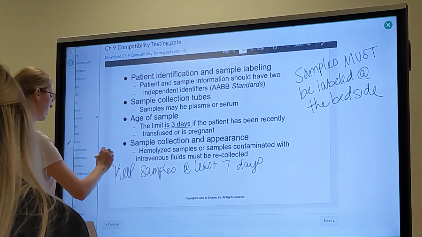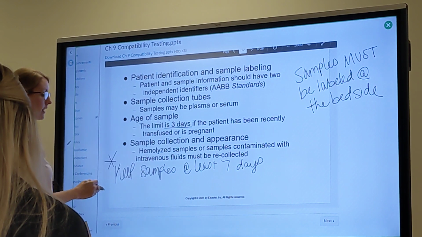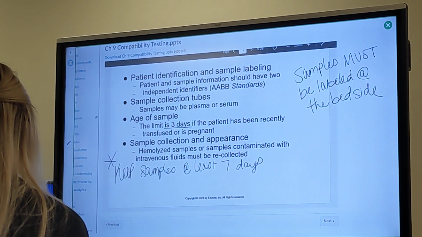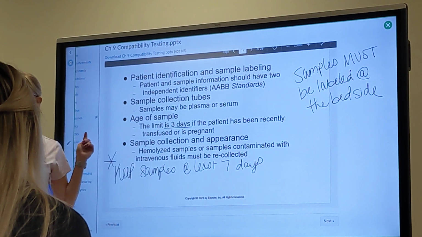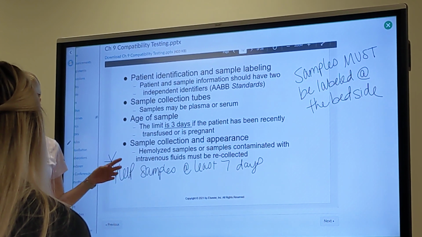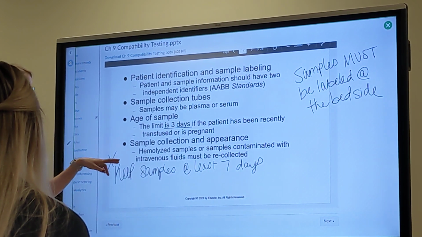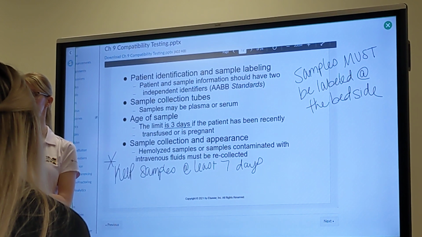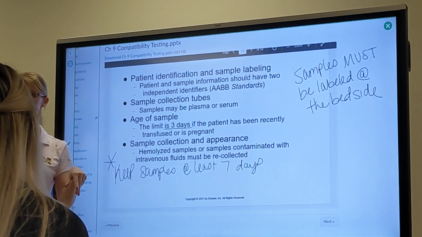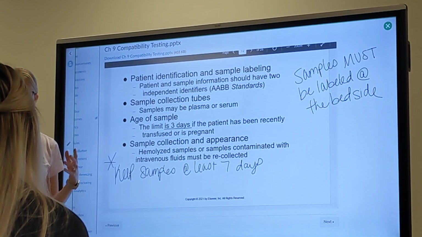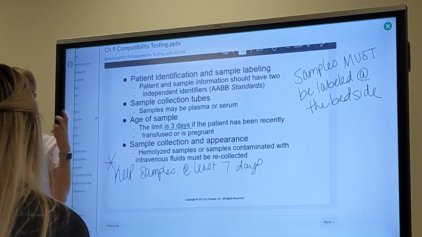So you need to know this for the test. Cross matches are good for 3 days. Samples are kept for 7 days. So even if you have that sample in there from 7 days ago, if you need to give them a transfusion after 3 days, you're gonna get a new sample. And the computer's not gonna let you cross match something, hopefully, on an expired sample after 3 days.